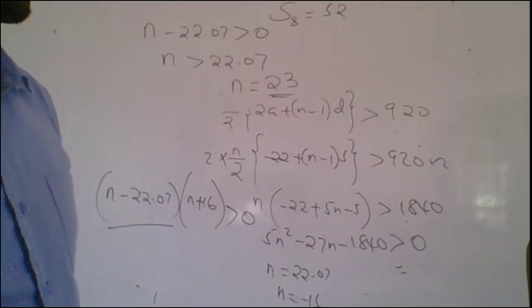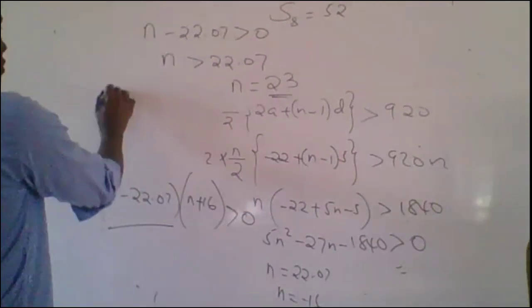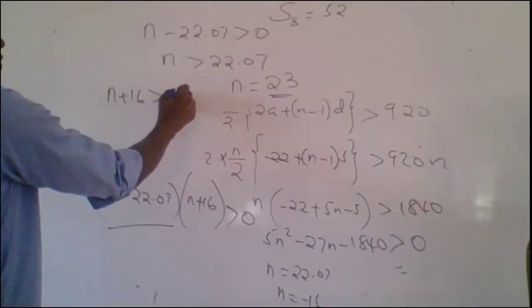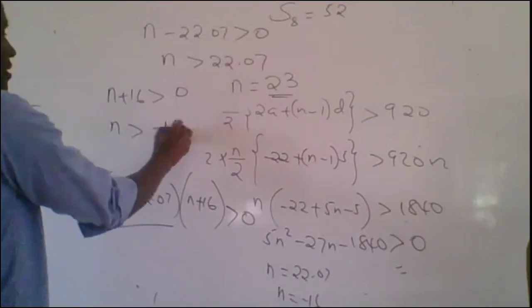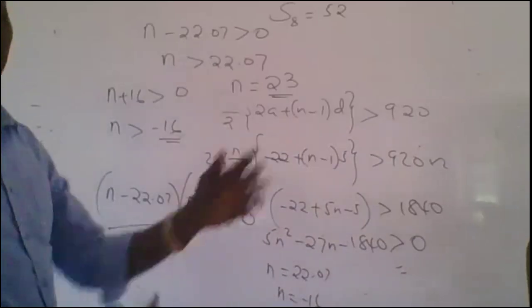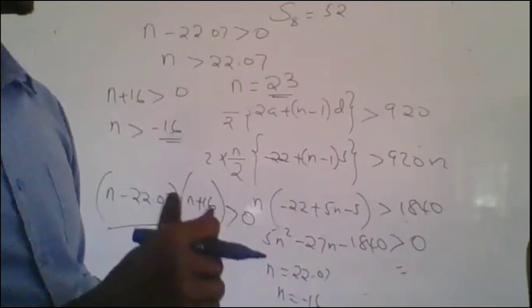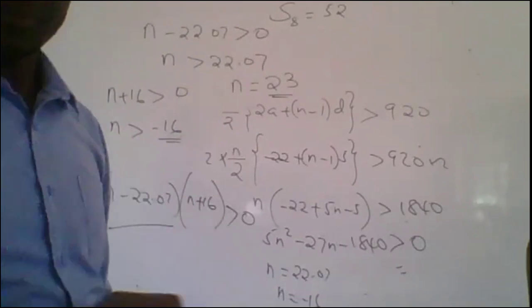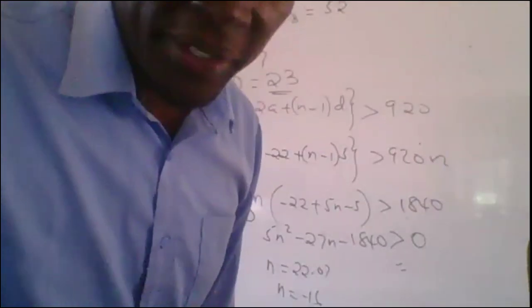What happens to the n plus 16? If we do n plus 16 greater than 0, what will happen here is n will be greater than negative 16. Are you seeing that? Yes. And you see n is supposed to be a number of terms. Can it be negative, anything negative? It can't. So we ignored that, right? Yeah. Okay. Thank you. All right, welcome.